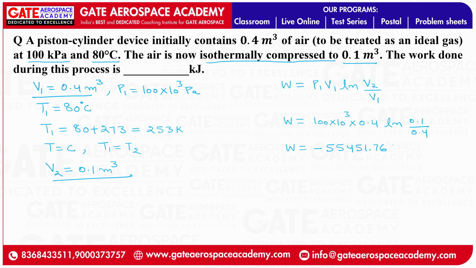We will get work done equal to minus 55451 joule. They are asking in kilojoule. So what will be the answer in kilojoule? We need to divide it by 1000. Divided by 1000, we will get minus 55.451 kilojoule. This will be the answer.